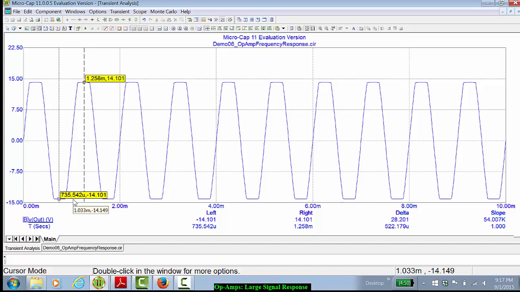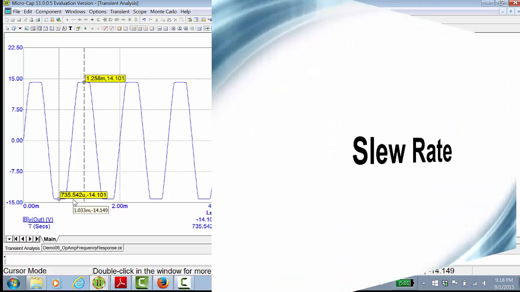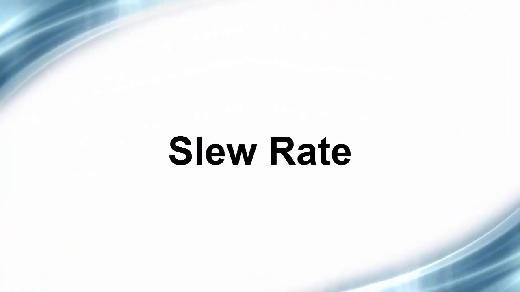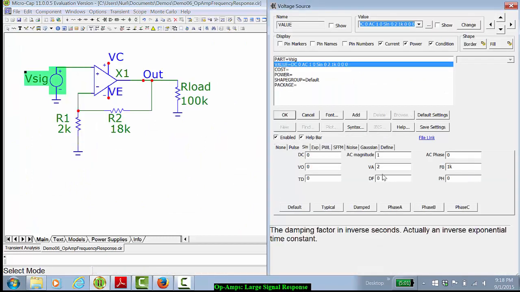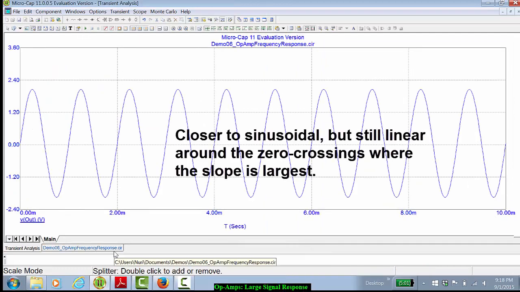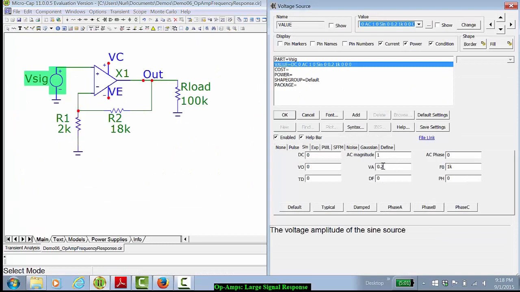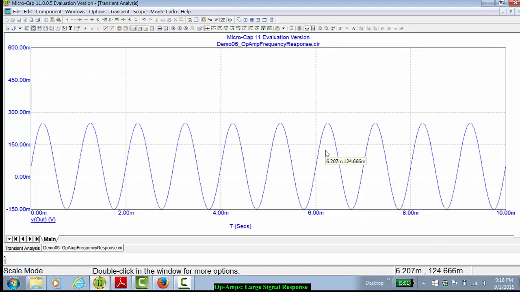Further, since the LF351 is not a rail-to-rail amplifier, the output voltage actually saturates or is limited to something below the supply voltages. The output doesn't even make plus and minus 15 volts. Another thing that may not be quite obvious is that the output here is kind of linear instead of sinusoidal. If we were to change the signal input to, say, 0.2 volts and rerun this transient simulation, we'd see something that looks more sinusoidal. If we were to make this input even smaller, say 20 millivolts, that looks even nicer.